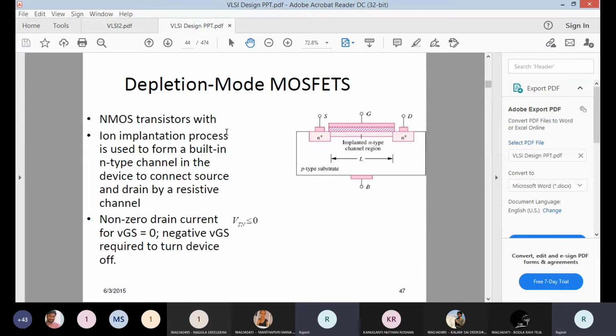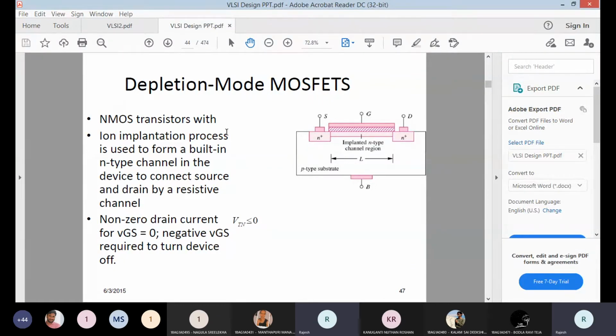There is one more device. Whatever we have discussed till now is the N-channel enhancement device and the P-channel enhancement device. What is an enhancement device? The channel is formed due to VGS. But there is a device called depletion mode MOSFETs. What is depletion mode? You can form the channel by the implantation method. You can have an inbuilt channel.